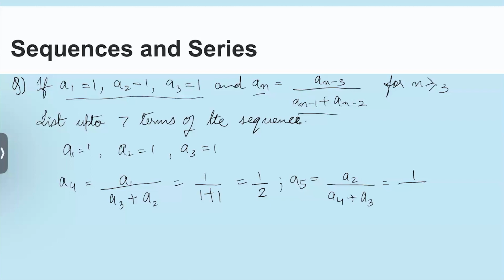Okay, so A2 is 1, and your A4 that we had is 1 by 2, and A3 is 1 again. So this actually comes out to be 1 upon 3 by 2. Then A4 actually becomes 2 by 3 when you take the denominator itself in the numerator. So this is what we get. Now we have to find up to 7 terms.